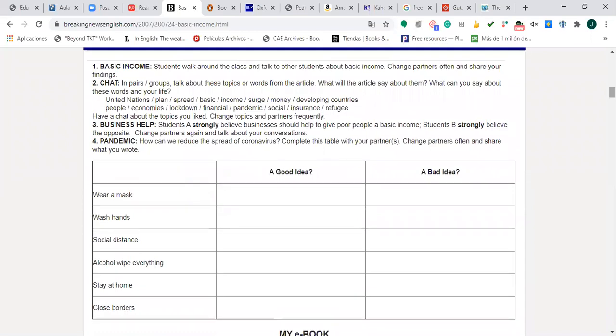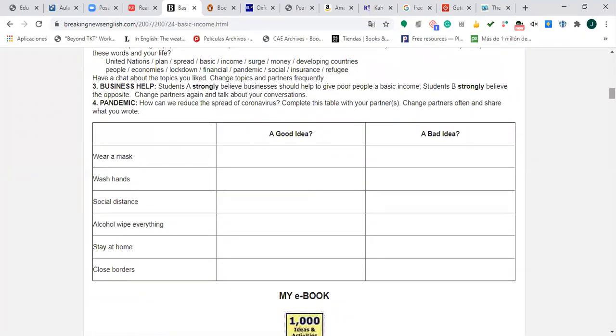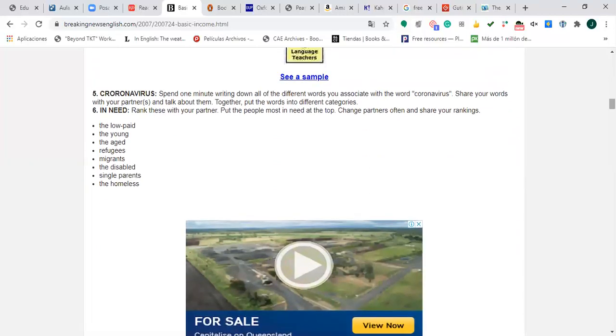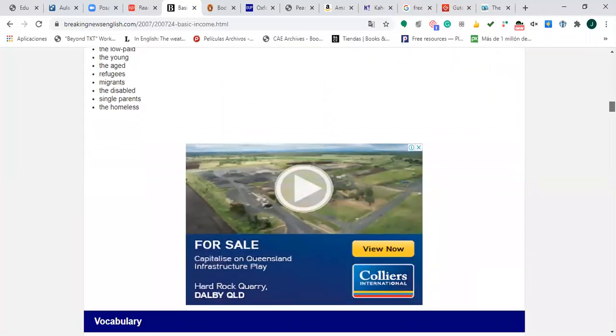Also here you have this table. Notice good idea, bad idea, wear a mask, wash hands, social distance, alcohol, wipe everything, stay at home, close borders. So they have to complete it, no? And discuss their ideas, if it is good, if it is bad. Then in the next activity, coronavirus, spend 1 minute writing down all the different words you associate with the word coronavirus. Share your words with your partners and talk about it. Then you have some vocabulary, low pay, the young, the refugees.